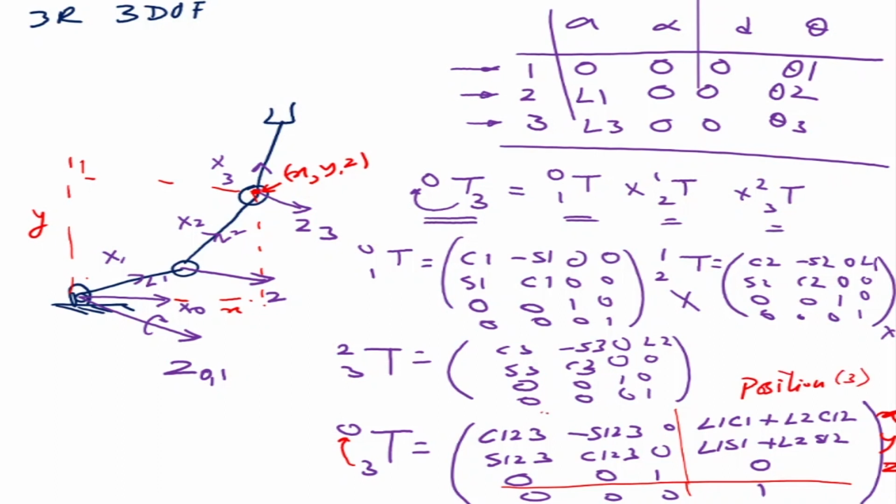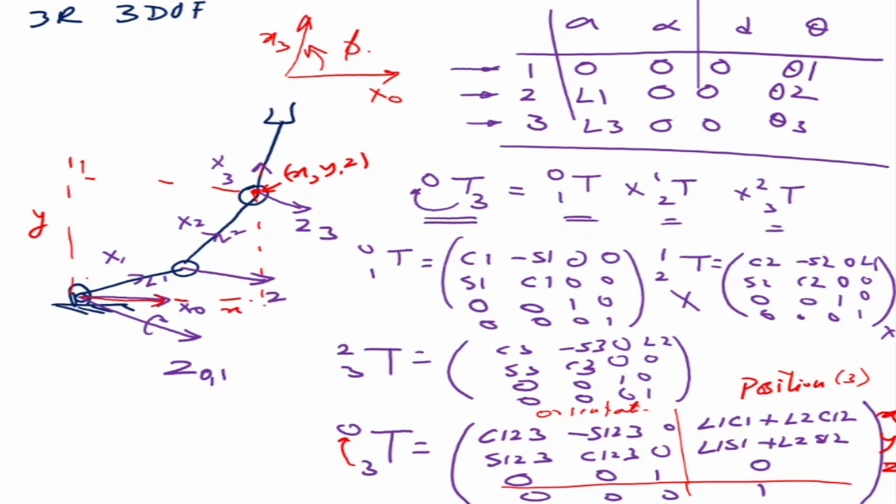And what is the orientation? Orientation is this angle. If this is my x3, then x0 was in this direction. So x0 is this side and x3 is that side. This angle, if I call it phi, is my orientation, which is given by this matrix.